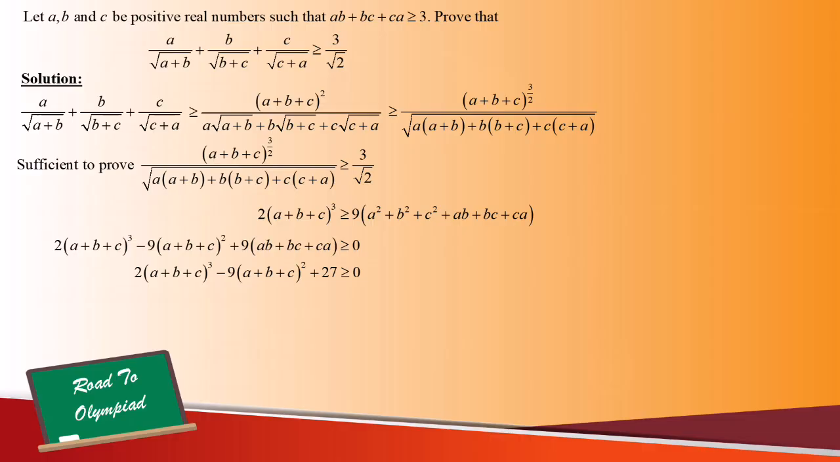To show this, we can simply let a plus b plus c be equal to x. Then we have 2x cubed minus 9x squared plus 27, which is equal to (x minus 3) the whole thing squared times (2x plus 3). Since x is positive, as it is the sum of 3 positive real numbers, we have 2x plus 3 is positive, so its product with a perfect square must be non-negative. Therefore, the given inequality in the problem follows accordingly.